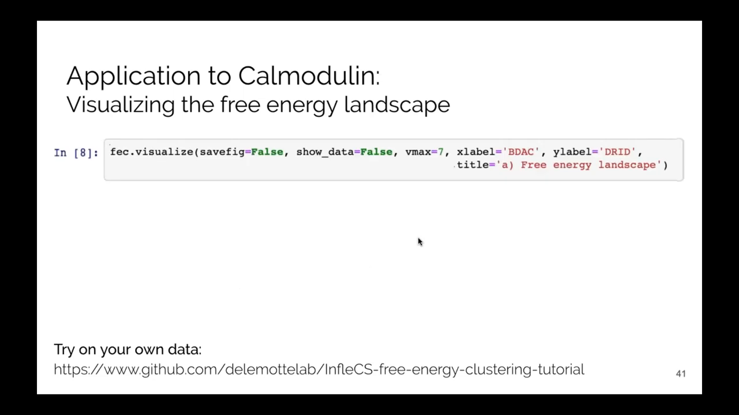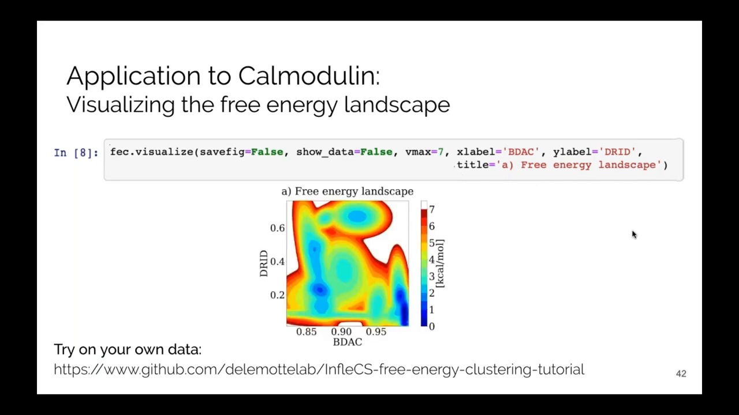So for example, in this case, we will not show our original data as a projection on top of the landscape. And we will change the X label and Y label to BDAC and DRID, so the name of our CVs. And then we will also change the title to Free Energy Landscape. So this is what pops out if we run this. So great, we have a free energy landscape of our simulations.